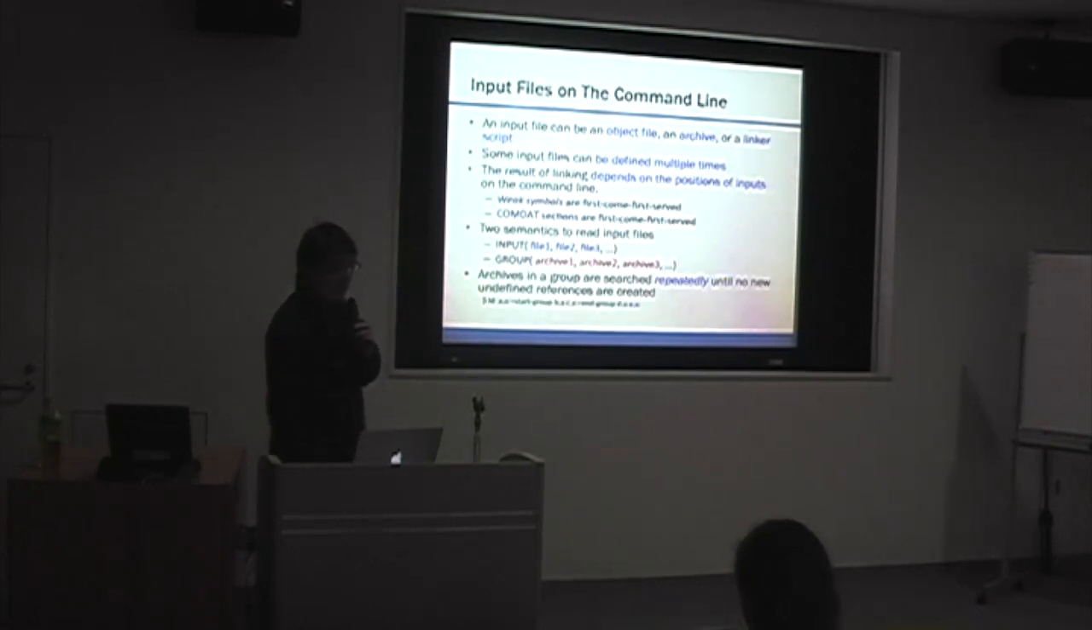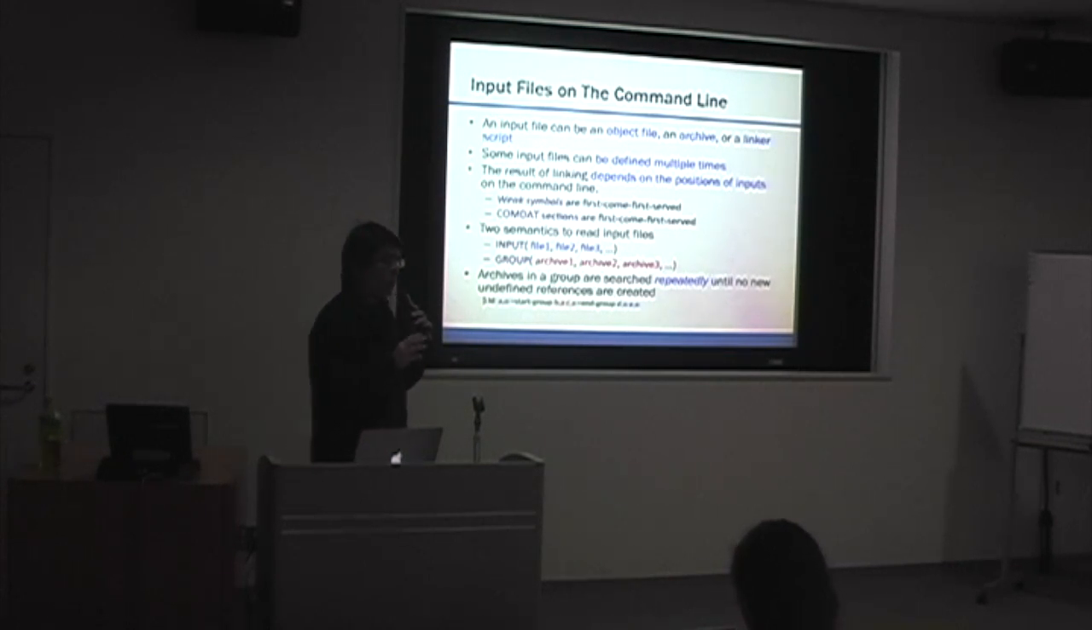Okay. Now we will try to define the command line language. The first thing we have to know is the input file. An input file of a linker may be an object file, an archive, or a linker script. And some input files can be specified multiple times. Take WebKit for example.